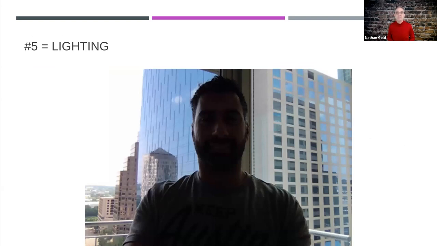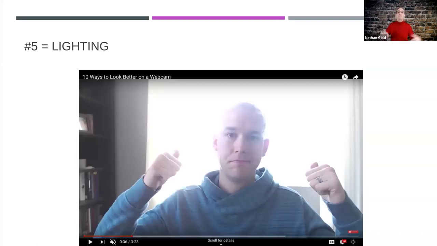So, lighting, number five. Lighting is sometimes easier than you think. But if you're sitting in front of a window with a lot of light coming in from behind you, the likelihood is people will not see you. And therefore, it's hard to captivate an audience if they can't see you. Same could be true if too much light is coming in all over the place. Your face could get completely washed out.